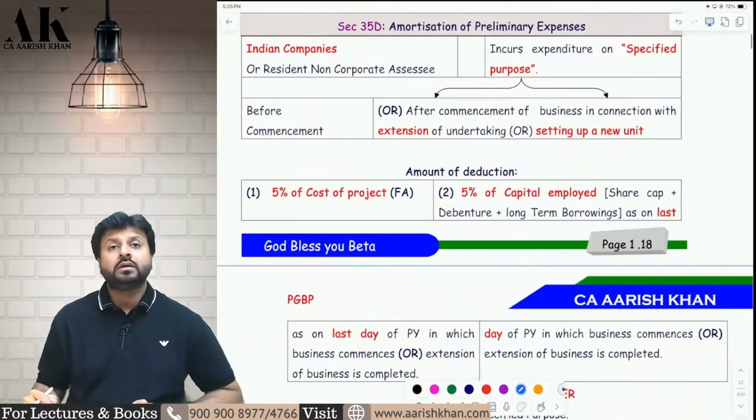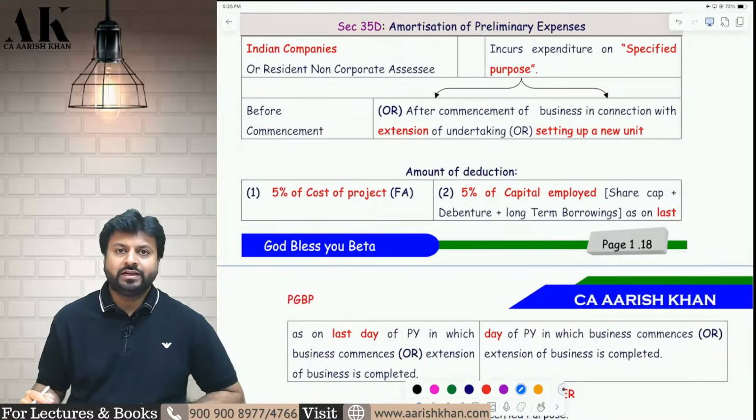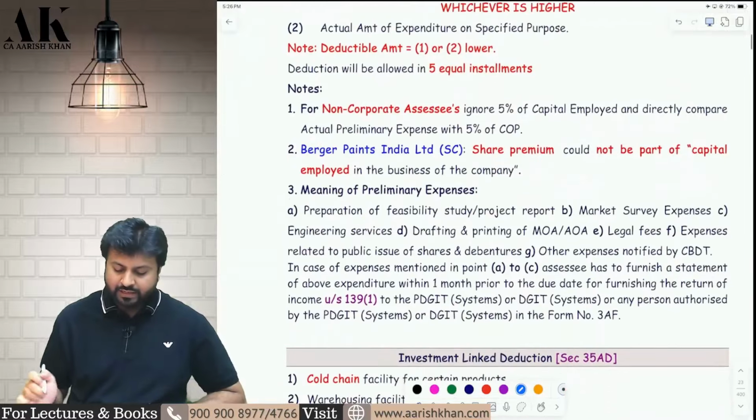Okay. Let's move on to the next section, that is section 35D, amortization of preliminary expense. Now what do I mean by preliminary expense? What all things are covered in preliminary expense, that we will see first of all.